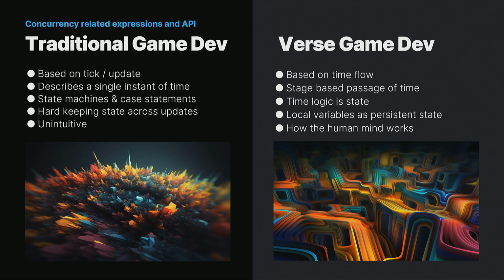In traditional game development, you're usually describing a single instantaneous moment of time, and you update with an on-tick or an update or something like that, and you describe every single thing that's going to be happening within that instantaneous moment of time. And you have to keep track of state, because as the game changes, you're going to be updating different things, but you have to have big switch statements and keep track of where you are.